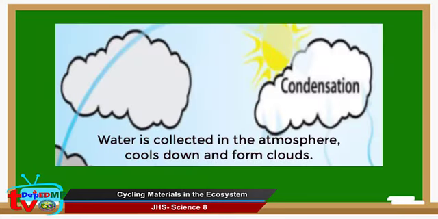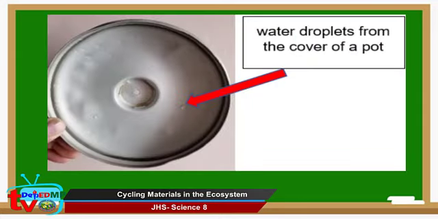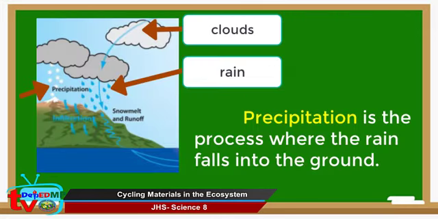The second stage of the water cycle is condensation. Water is collected in the atmosphere, cools down, and forms clouds. The same thing happens when you observe droplets from the cover of the pot when you cook at home. The cycle continues. The third stage is precipitation. This is the process where the rain falls to the ground.